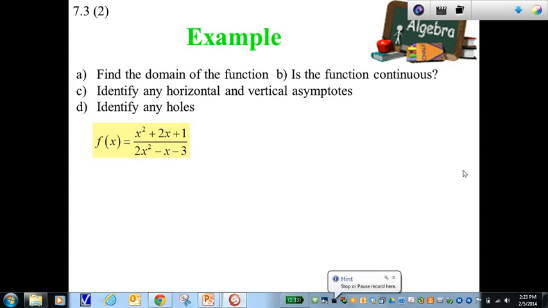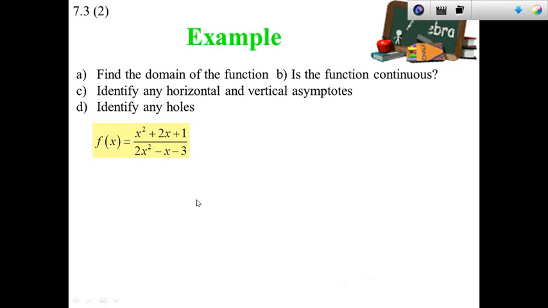Here we go. What's the domain? What can I plug in for x? I can plug in anything I want except for what? I'm going to have to factor it to find out. So hopefully you factored this.